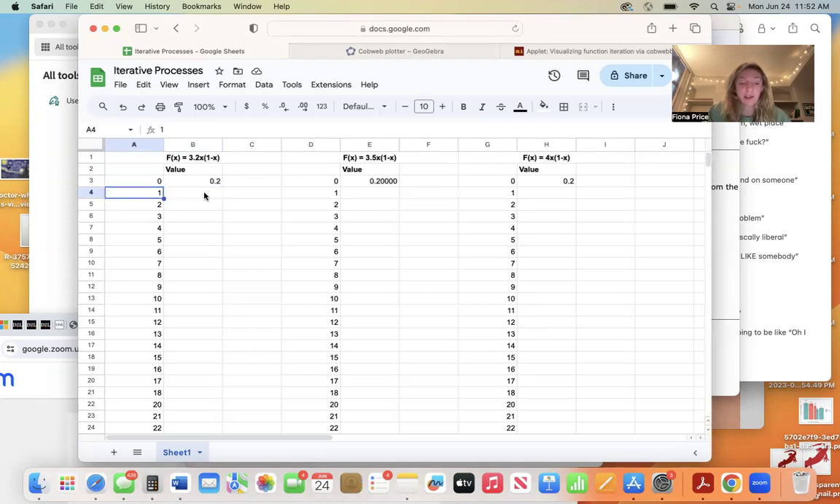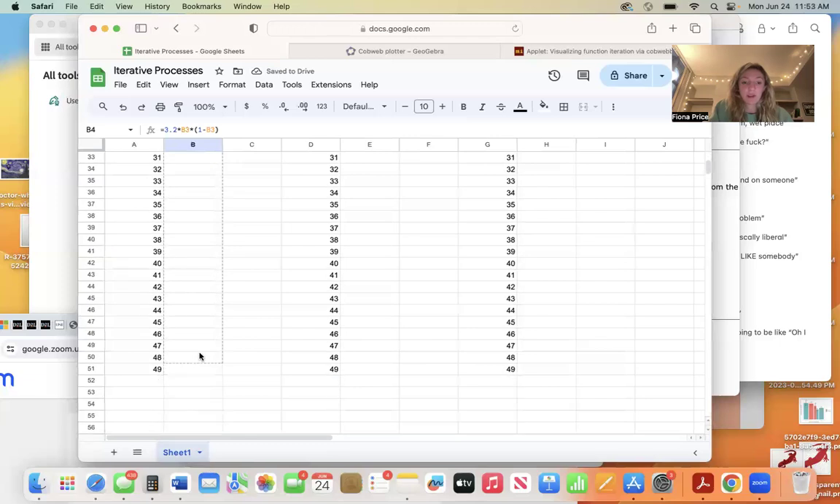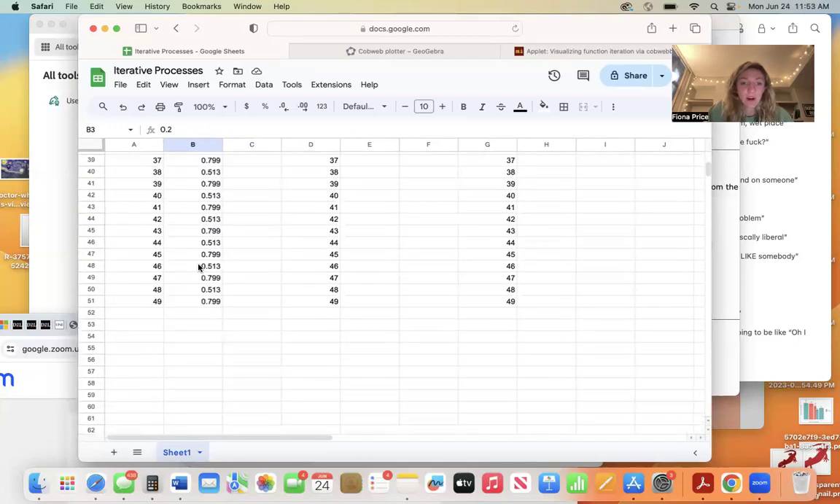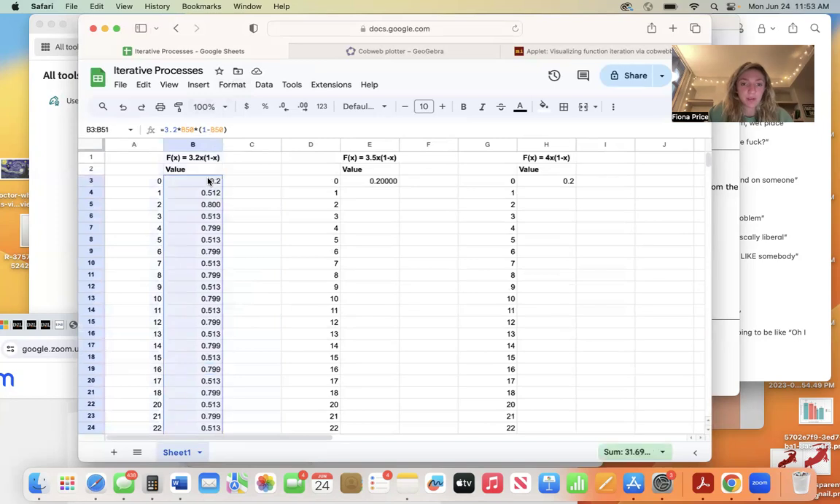To find the next value, we're going to now plug 0.2 in for x, and the resulting value will be our x sub 1. So to do that, let's do equals 3.2 times our 0.2, which is our x, times 1 minus our x. And we've got 0.512. Now we're just going to drag this all the way down to get to 49 values. Okay. And in this column, I've reduced it to 3 decimal points.